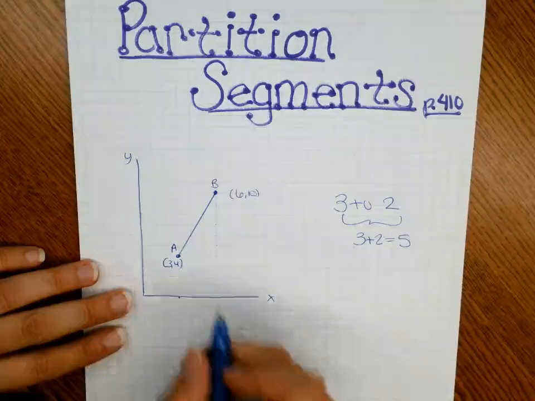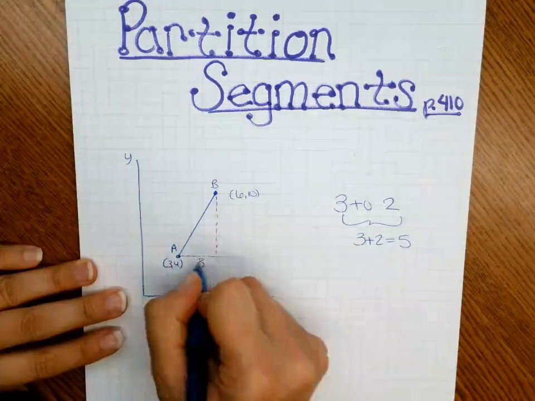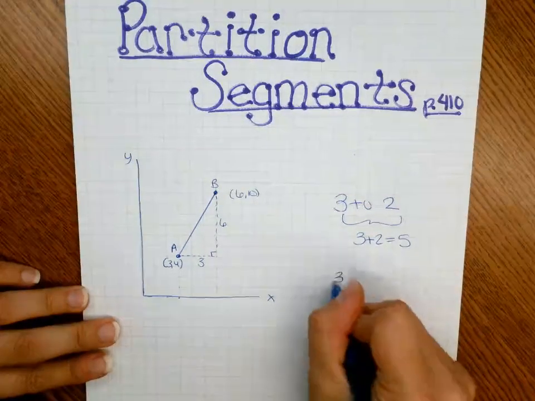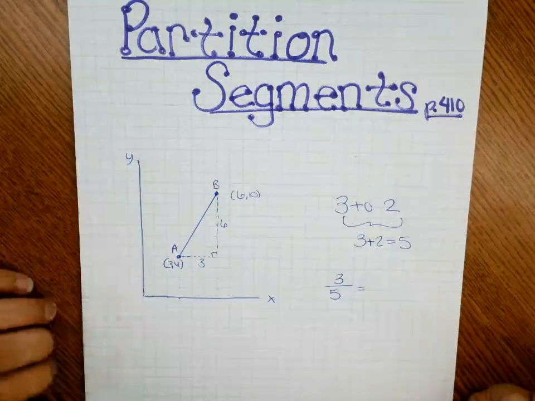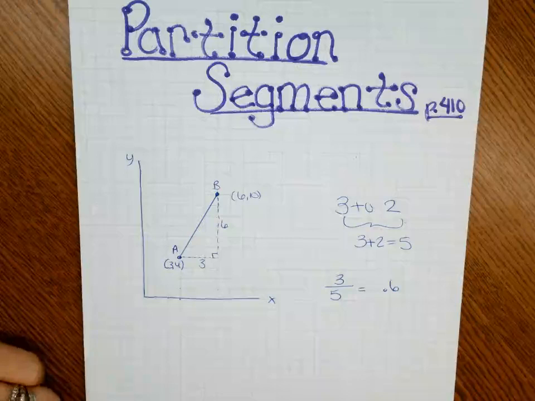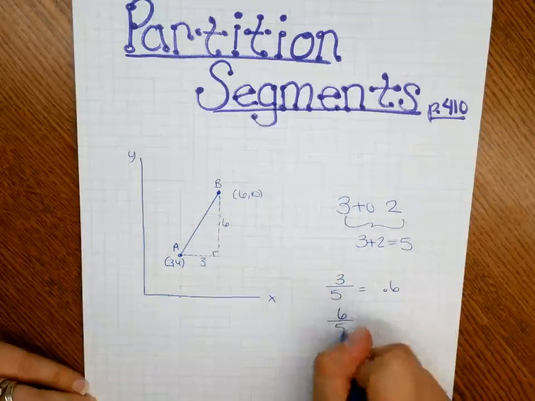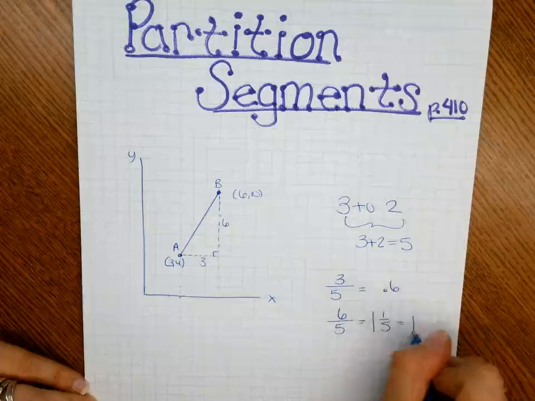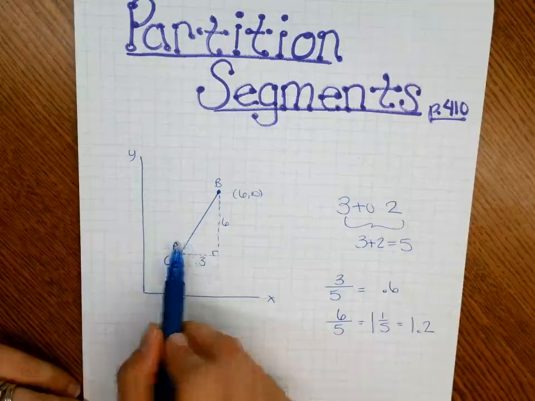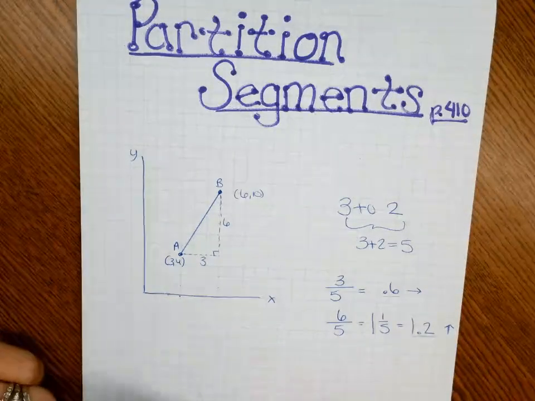All right, so right here we have a distance of 1, 2, 3, and 1, 2, 3, 4, 5, 6. All right, well 3, right? 3 divided by 5 equal parts is what? What is 3/5? 0.6? And 6 divided by 5 equal parts is 1 1/5, or 1.2. Okay? So to divide this up, every time I go up 1.2, I'm going to go over 0.6, right? Rise 1.2, run 0.6. Rise 1.2, run 0.6.